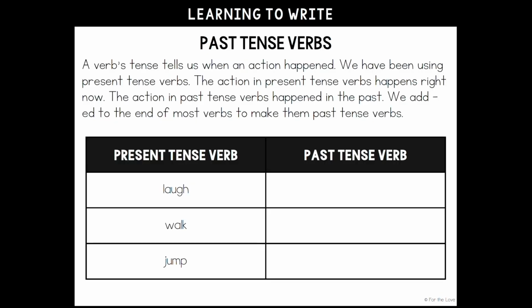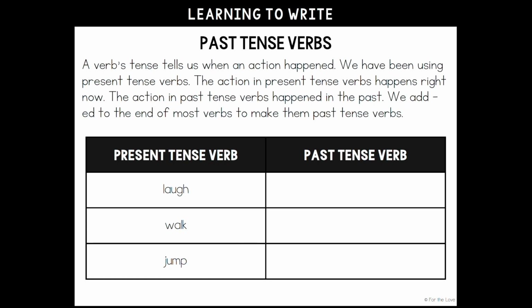Okay, here's our first student page. We are going to start with past tense verbs, and these are past tense verbs where we just add ED. It says, a verb's tense tells us when an action happened. We have been using present tense verbs. That's in the action verbs we learned earlier in the program. The action in present tense verbs happens right now. The action in past tense verbs happened in the past.